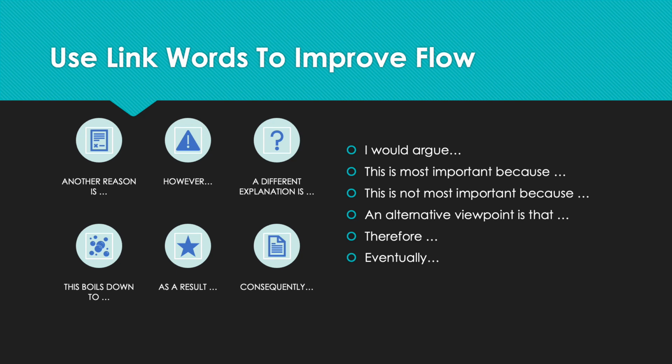You could be making an argument, and you could also show the reader different angles of your argument by saying something like, another reason is, however, a different explanation is, this boils down to, as a result, consequently, or you could say, I would argue this is important because, this is not important because, an alternative viewpoint is that, therefore, eventually.